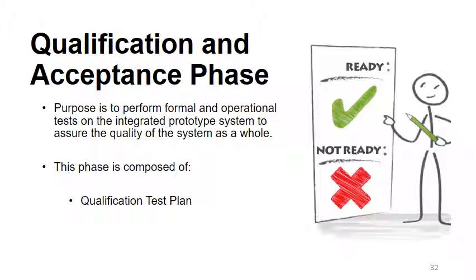Next, we have the qualification and acceptance phase. The purpose of the qualification and acceptance phase is to continue testing the system. At this point, we have a full system and thus we must test the entire system. Included in this section is the qualification test plan.